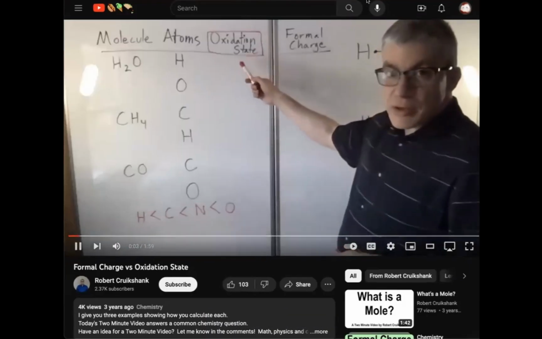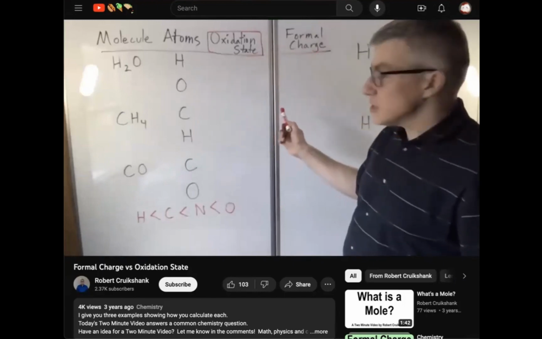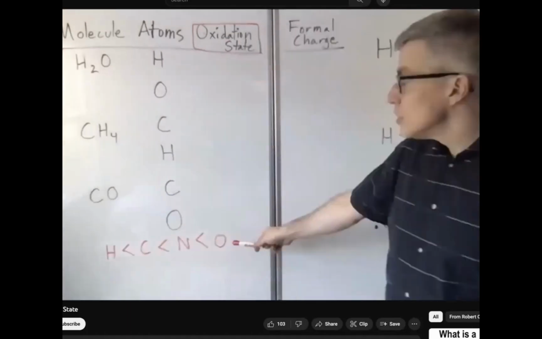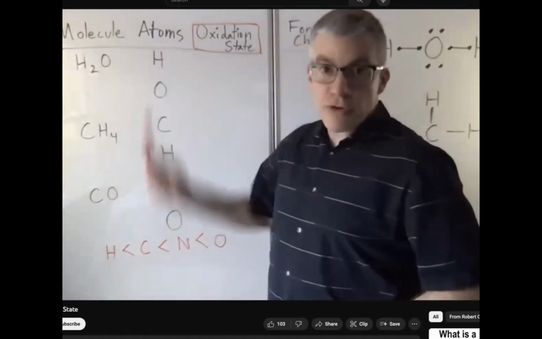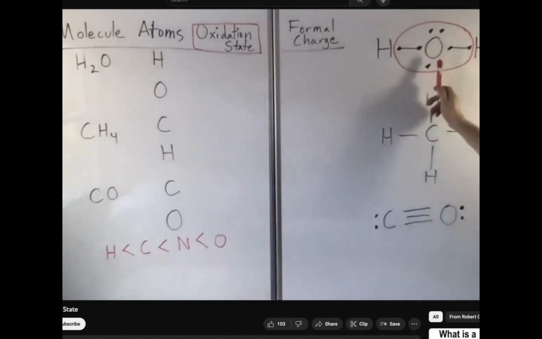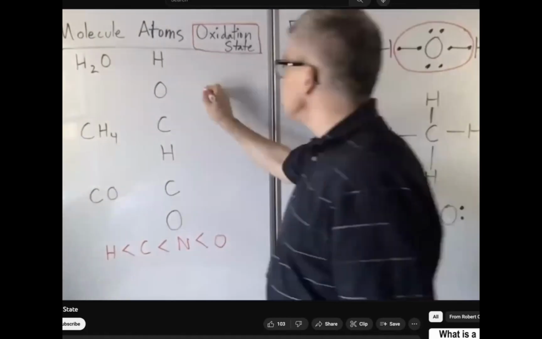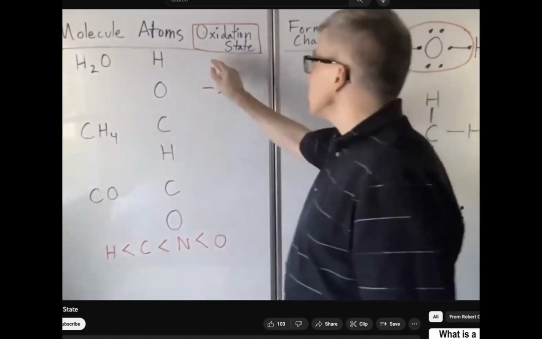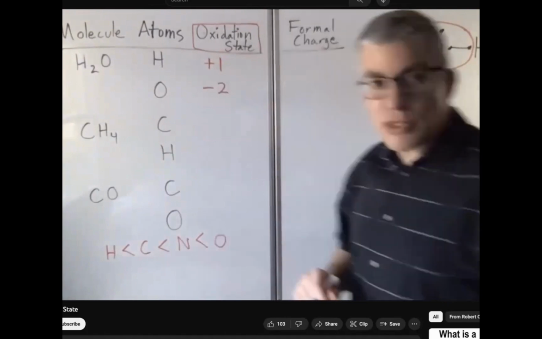Oxidation state versus formal charge. How do you calculate them? For oxidation state, you need to know which elements are more electronegative. So oxygen's more electronegative than hydrogen. All the bonds with oxygen and hydrogen, count them as being on the oxygen, which means the oxygen has 8 electrons and oxygen normally has 6. So that means the oxidation state of the oxygen is negative 2. The hydrogens normally have 1, but in this scheme they have 0. So they're 1 short, so it means they're positive 1. Those are the oxidation states.